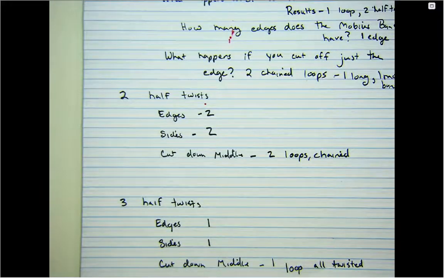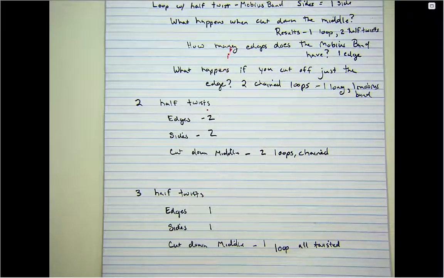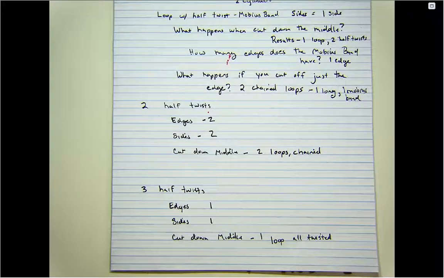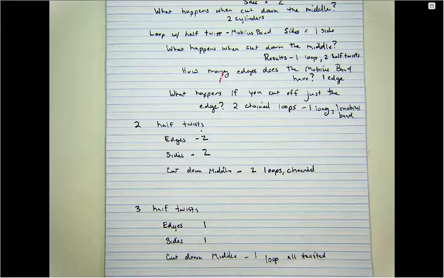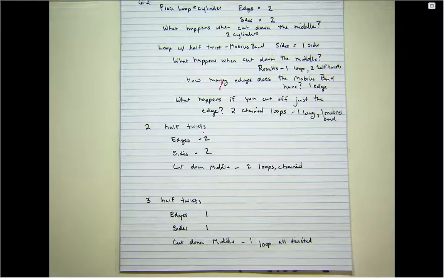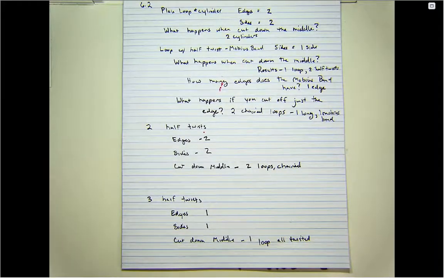Does anybody want to make a conjecture now? Because we looked at no twist, one half twist, two half twists, and three half twists. Does anybody want to make a generalization? If they're even twists, they'll have 2 edges and 2 sides, and if they're odd, they'll have one. Good. If they're even twists, they'll have 2 edges and 2 sides. If they're odd twists, they'll have 1 edge and 1 side. Half twists.